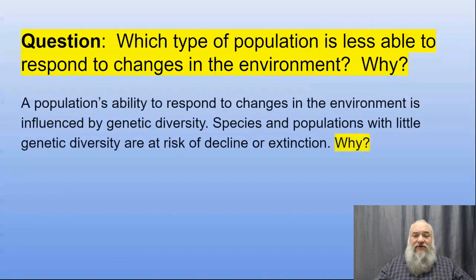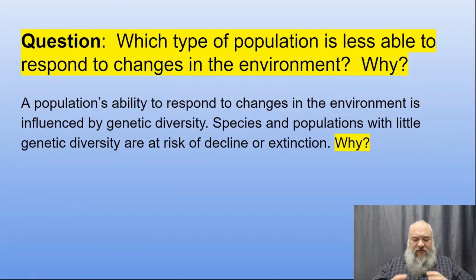A population's ability to respond to a change is influenced by genetic diversity. Species and populations with little genetic diversity are at risk of decline or extinction. So yeah, with less variation, you're more likely to go extinct than if you have more variation within your population. Why? Yeah, because you have less tools to work with when the environment changes.